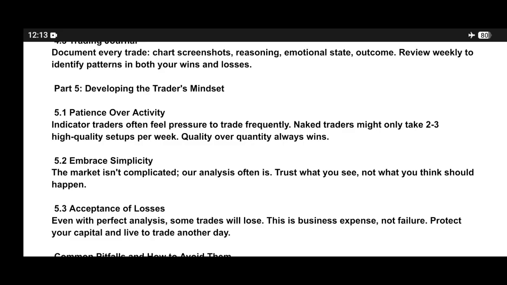Number two is embrace simplicity. Yes, of course. Embrace simplicity. The market isn't complicated. No. Our analysis is often complicated because we have too many trust issues when trading the market, and we have too many indicators we place on our chart, and sometimes it tends to confuse us. Are you getting my point?